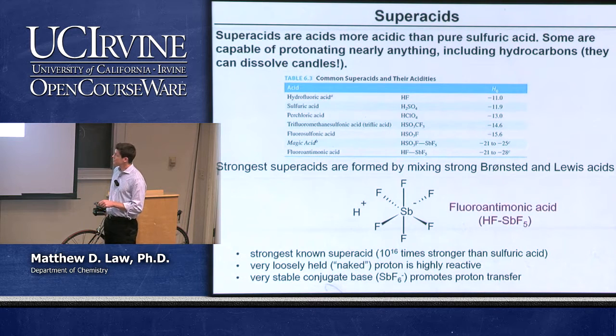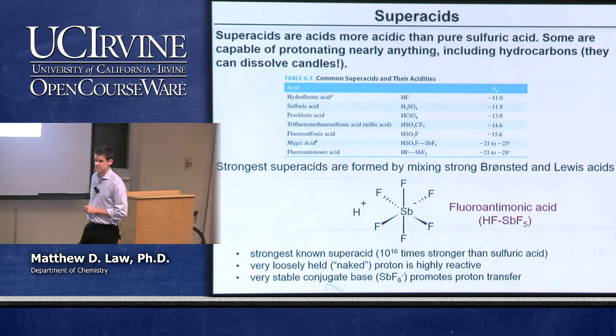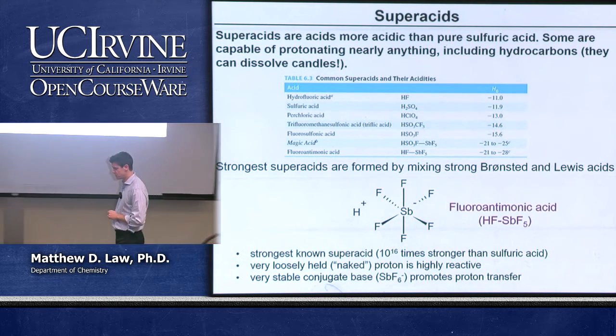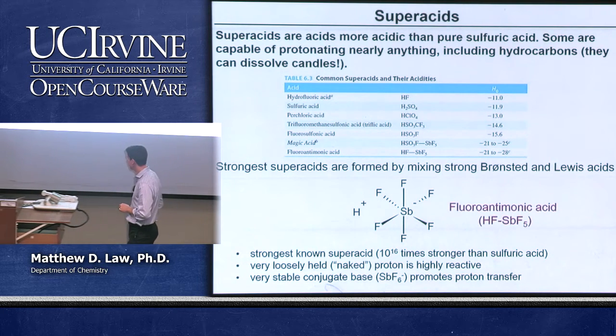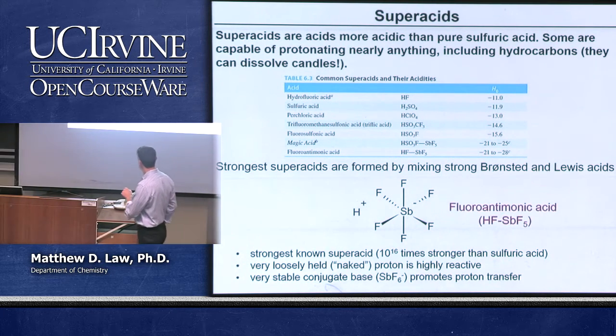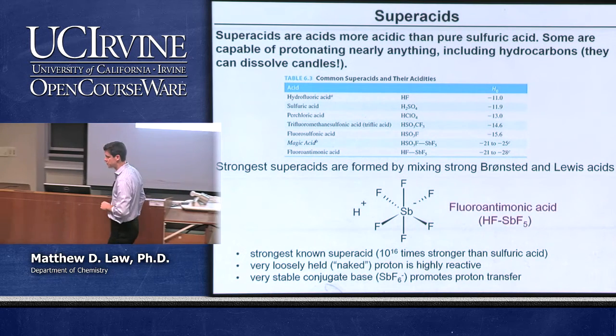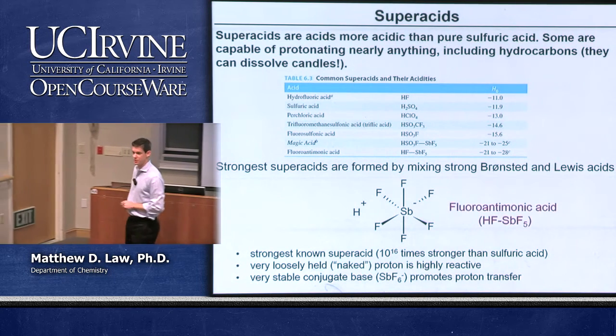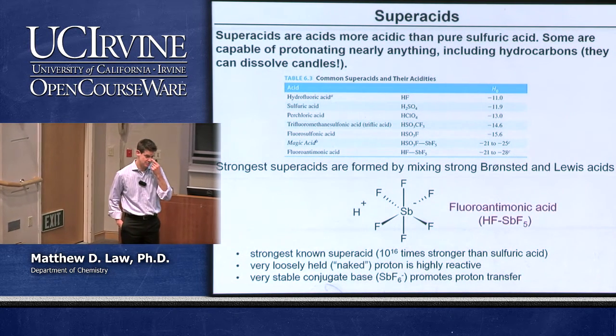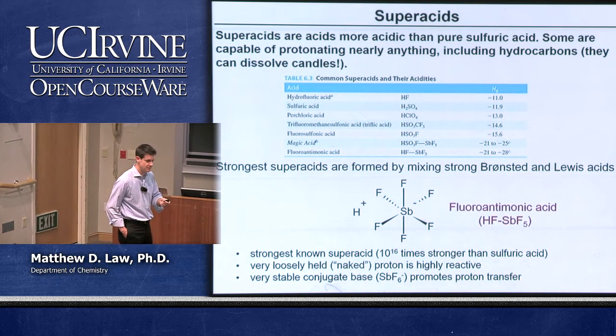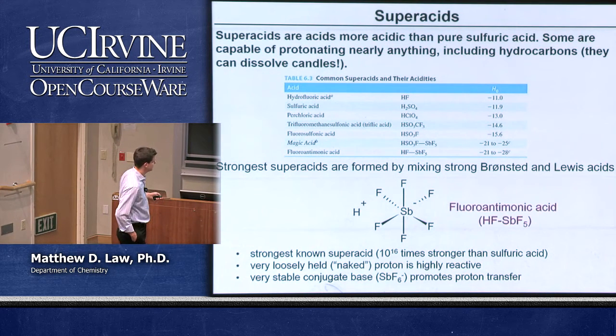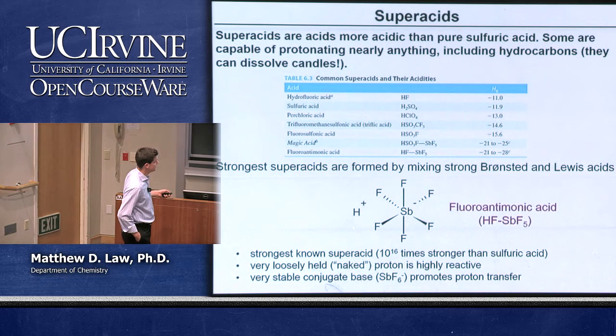And this is one of the reasons why this is the strongest superacid. It's 10 to the 16 times stronger than sulfuric acid. This is because it has this essentially naked or very loosely held proton, and that proton is going to jump onto almost anything it possibly can to become happier in its bonding. One of the reasons that we have a very, very strong acid in this case is because we have a very stable conjugate base of this Bronsted acid.